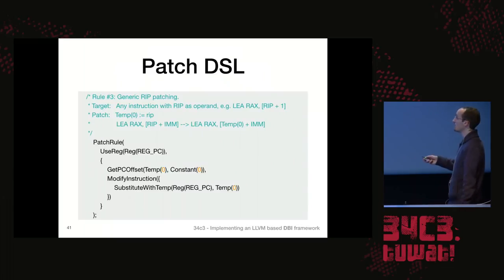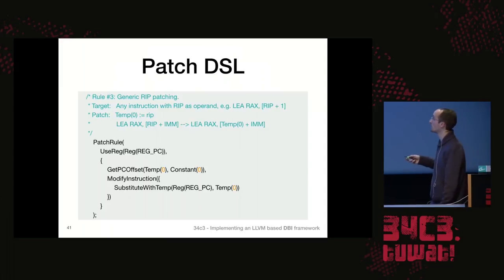So this is just extracted from the original code of the DBI. And this is our patch. This is the thing that replaces the program counter with a temporary register. And you see there is one condition here. So this is only one rule, one condition. The condition is it must use a register, PC. And then the action, there are some of them, but I will not go into the detail, but you can find here the substitute with temp and the temporary register and so on.